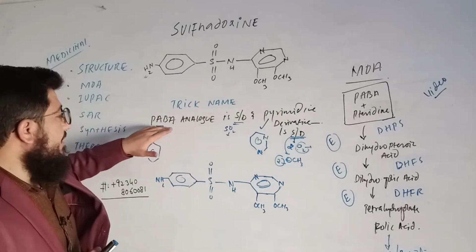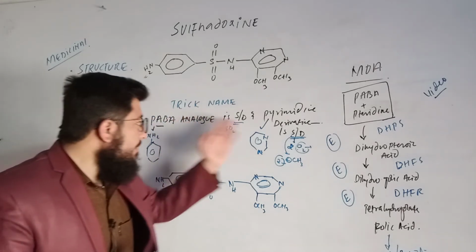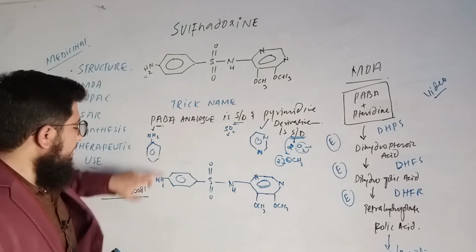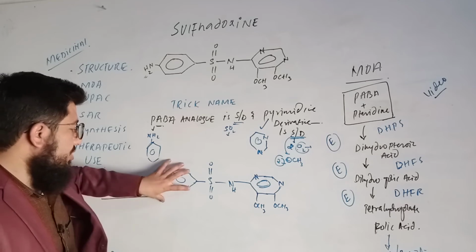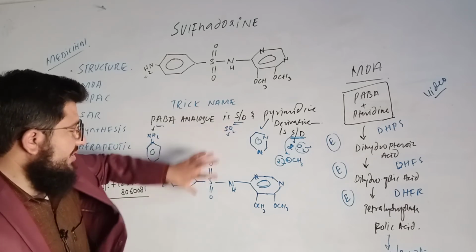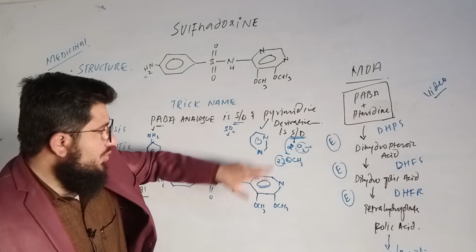How? From the PABA, I was going through this name, then I was drawing the structure. PABA is here. This is our benzene with amino on para position. So this is called PABA. So I got the PABA, then I got the sulfadoxine, then I just got the pyrimidine with a methoxy.